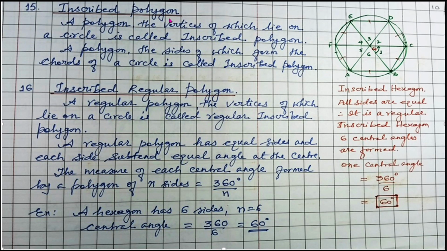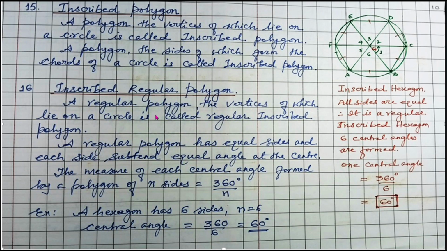Now inscribed polygon. A polygon, the vertices of which lie on a circle, is called an inscribed polygon. If you look here, it is a hexagon. The vertices of the hexagon lie on the circle, and therefore it is an inscribed polygon or inscribed hexagon. A polygon whose sides also form the chords of the circle is called an inscribed polygon. If you see here, the sides of the hexagon are the chords of the circle, and therefore it's an inscribed polygon. So there are two ways of describing an inscribed polygon, and remember that.